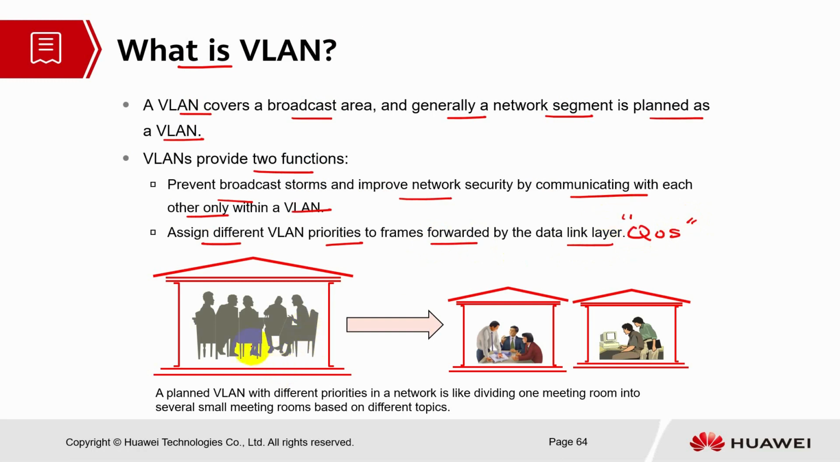So a planned VLAN, for example, this is a group, will have a different priority. This is the priority of the service. In a network, it's like dividing one meeting room into several small meeting rooms based on different topics. So this is topic 1, topic 2, but basically they belong to the same room.